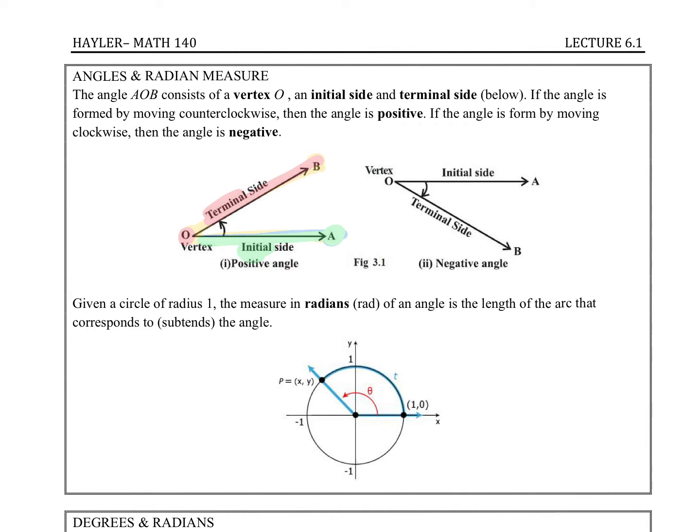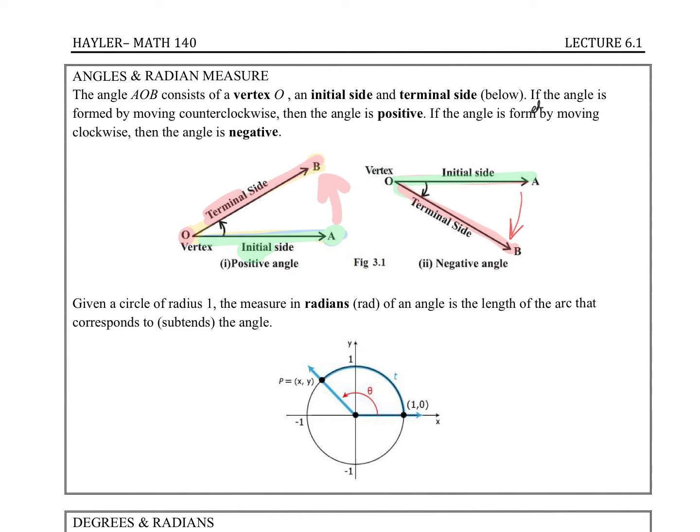If the angle is formed by moving counterclockwise, the way we usually move on the unit circle, then the angle is positive, which is what we've done before when we're finding the terminal points. And if the angle is formed by moving clockwise, then the angle is negative. So if we move this way, it is negative. In this case, moving clockwise, the initial side is starting up here, and the terminal side is right there.